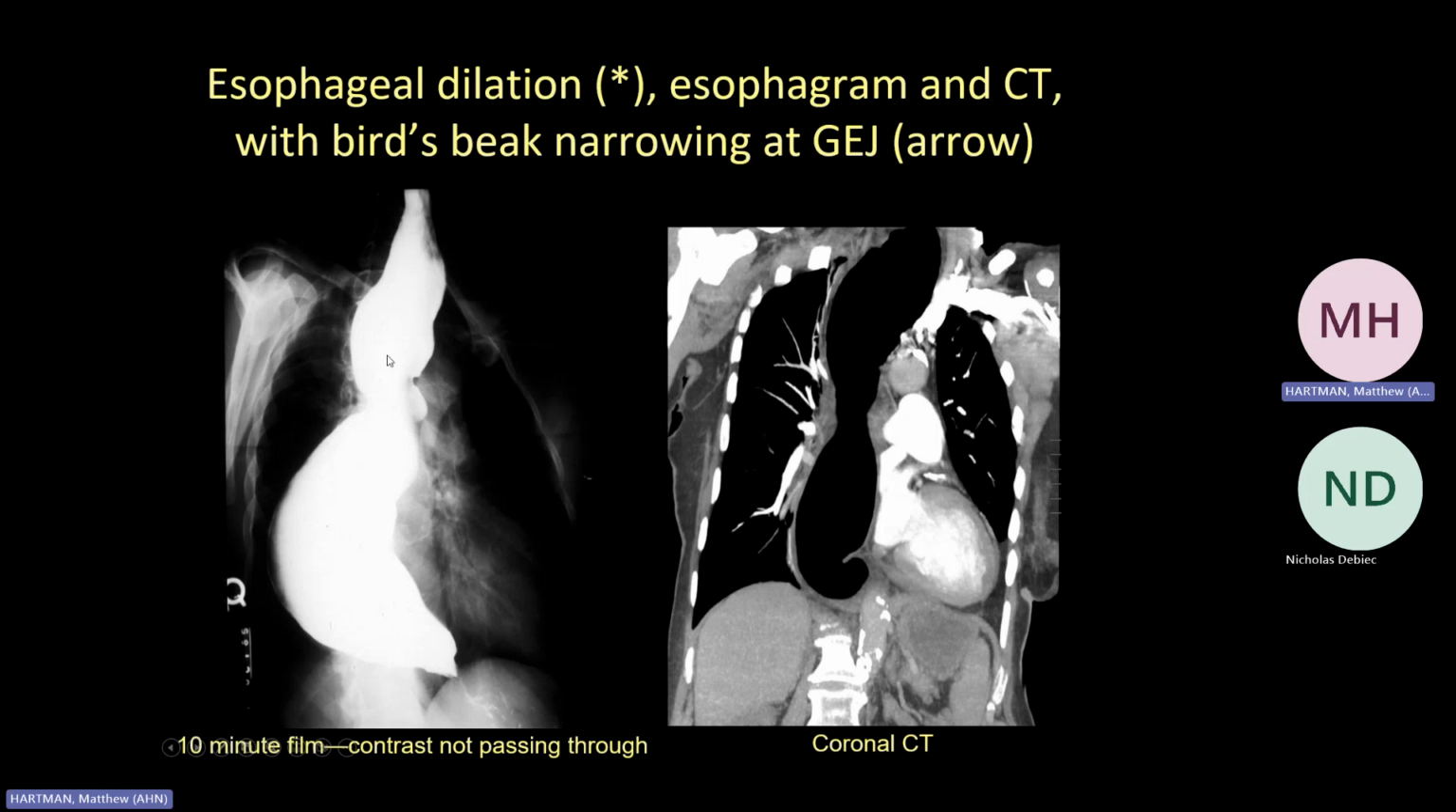This is after 10 minutes of ingesting the contrast. Normally, it will go down within 3 seconds. Again, this is actually standing upright, so gravity doing its best to help, but the food's getting stuck with some bird's beak narrowing right at the GE junction. This is the correlating CT, again, an air-filled mediastinal structure right to the level of the GE junction.